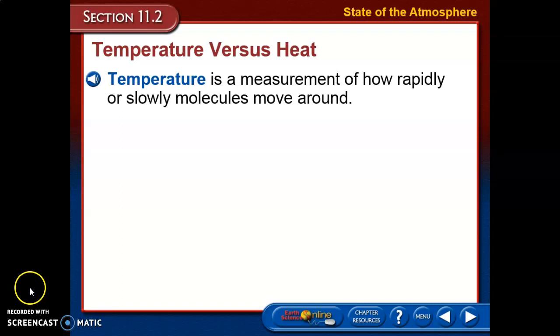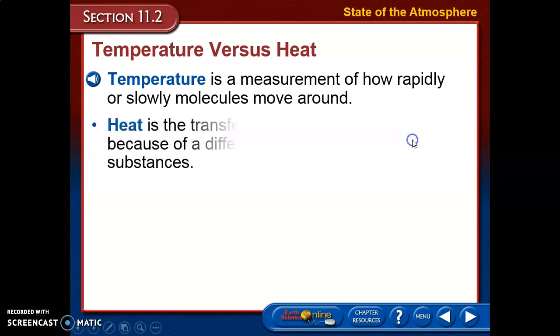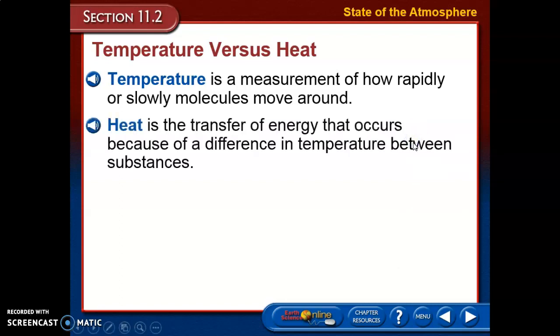All right, part 2 to the state of the atmosphere. So we're looking at some basic definitions here. The first is temperature, which is a measurement of how rapidly or slowly molecules move around. And then heat, which is a transfer of energy that occurs because of a difference in temperature between substances.